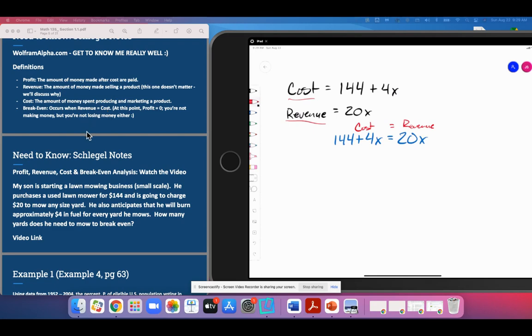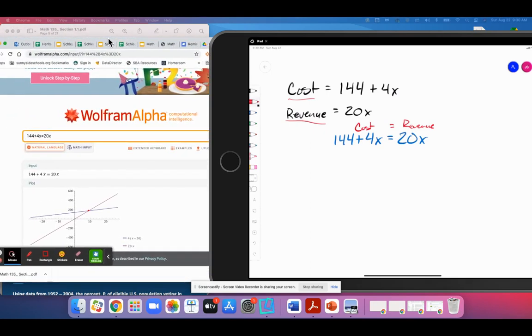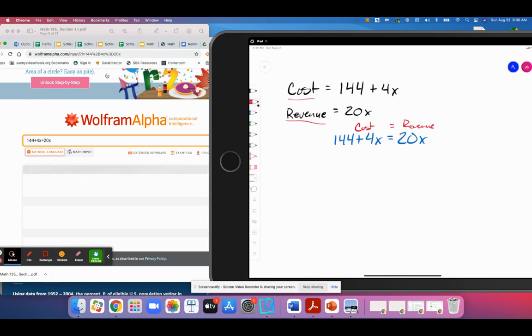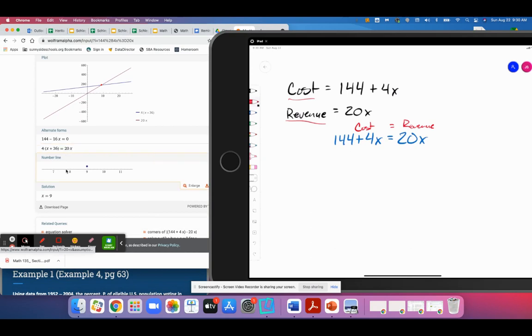So really quick, folks, let's go ahead and bring in my pal, Wolfram. Coming in from the side over here, this website is wolframalpha.com, and I've already gone ahead and typed in my equation there: 144 plus 4x equals 20x. If I hit enter, Wolfram will take a moment. It's going to give me a ton of information. The thing that I'm looking for is the solution, and it's going to tell me that x equals 9. Now, if you're a purist and you want to do all of this by hand, be my guest. I am not going to. So x is equal to 9.